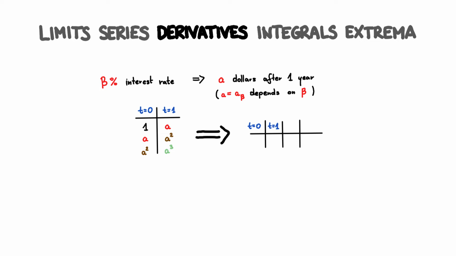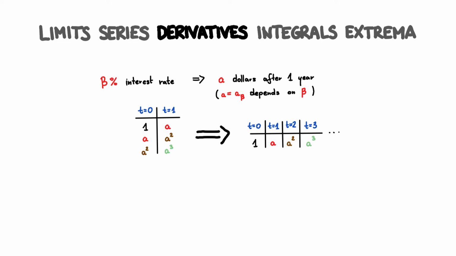Listing these observations one after another, we see that after 2 years, from $1 we derive A squared, after 3, A cubed, and so on. The amount of money at the moment t is therefore described by the exponential function a to the power of t, where a represents the amount of money possessed after a year.